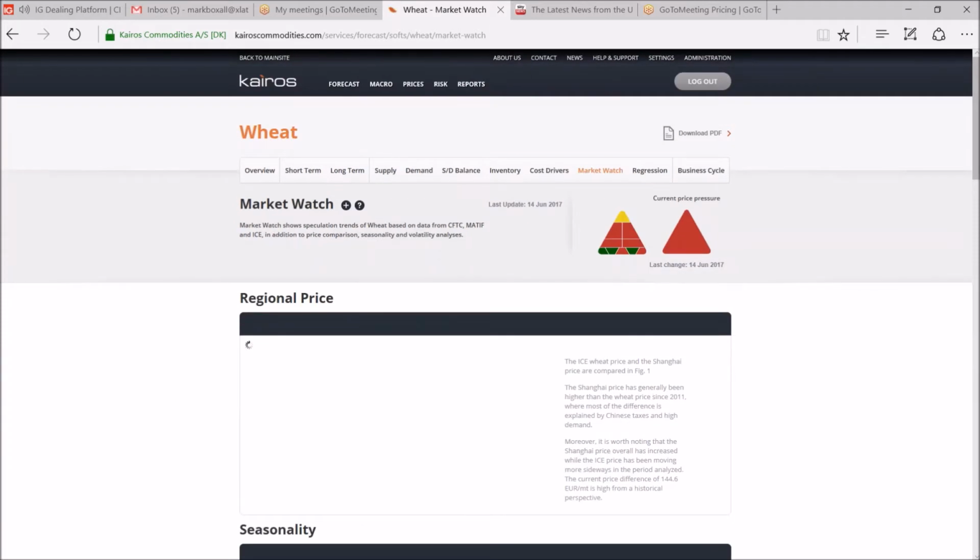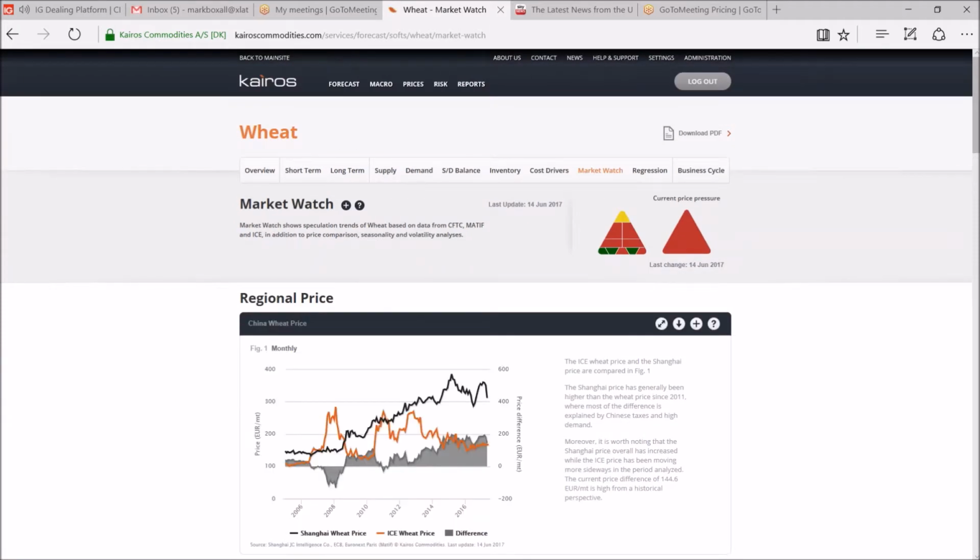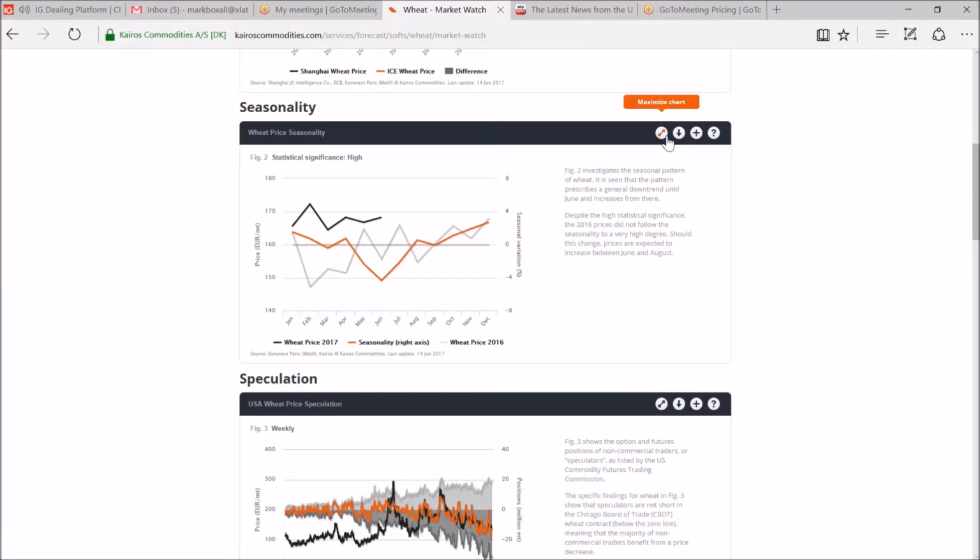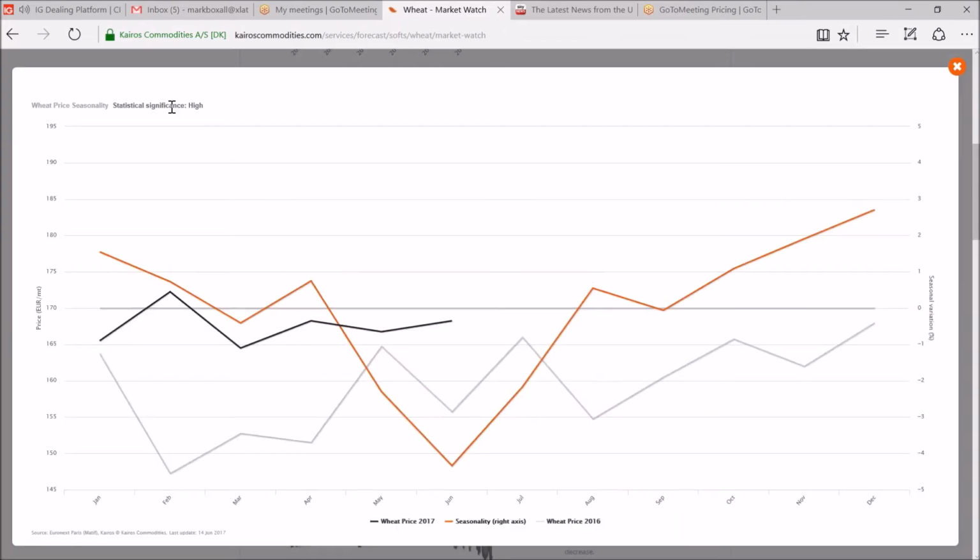So now we go to Market Watch, which if you remember is for elements that are specifically pertinent to wheat. This element is red at the moment, showing a price pressure upwards. We're going to show you a couple of elements in this area, the first one being seasonality. So let's blow that up.